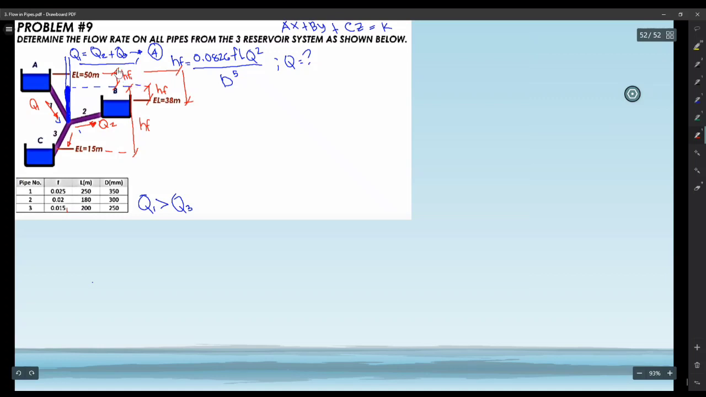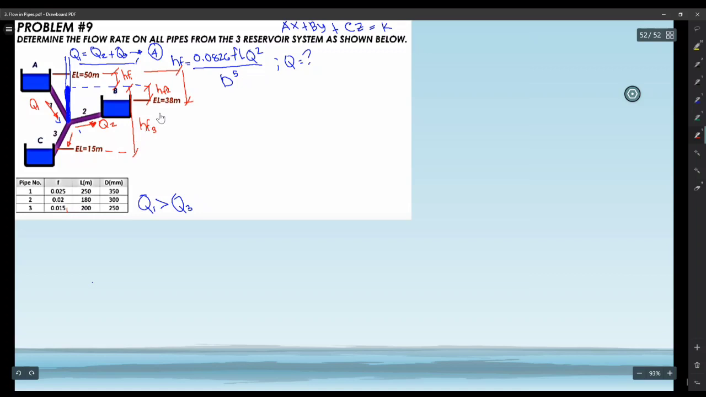So ito is 1, para uniform lang din tayo dito. Ito, palitan ko ng 2. Ito yung 3. So ito yung head loss para sa pipe number 1 with respect to sa reservoir A. Ito yung head loss ni pipe number 2 with respect to sa reservoir B. And ito yung head loss ni pipe number 3 with respect to sa reservoir C.